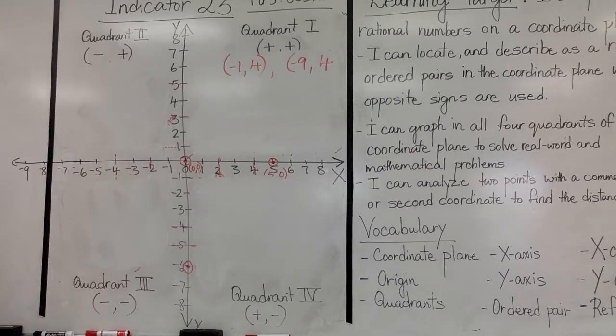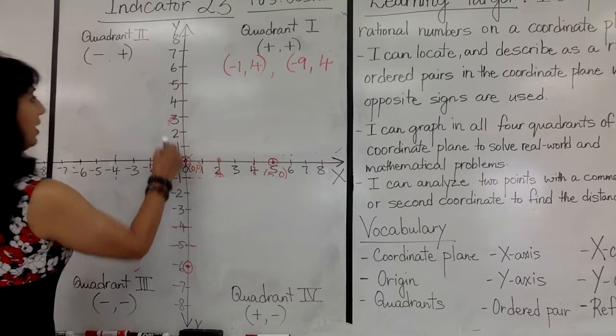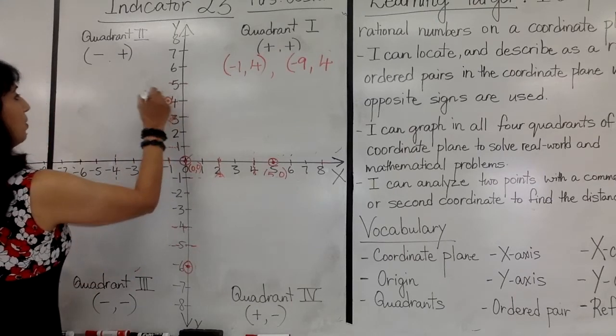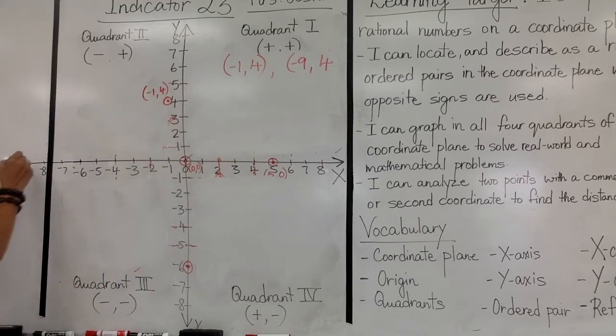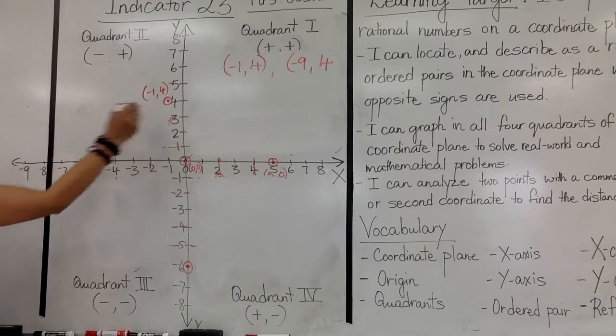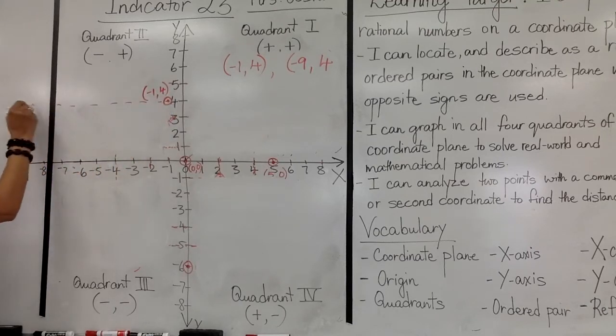All right, and so how far apart are the points over there? If I was plotting it, I know that -1, 4, so this is -1 on the x, and here is 4 on the y. Okay, so this is my -1, 4. And then I have -9 here, and then again I'm going up 4. Okay, so this is my -9, 4.